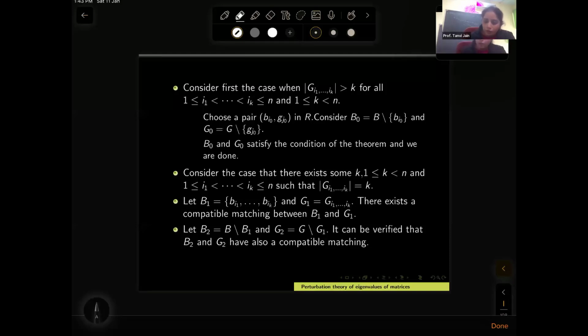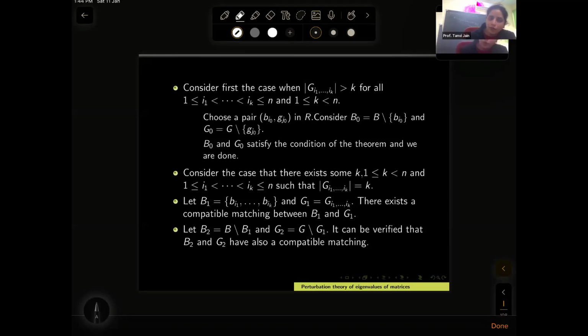Now take the case when, for at least one i1 till ik, with 1 less than or equal to k less than n, the cardinality of Gi1 till Gik is equal to k. So that strict condition does not hold. Then I take B1 to be Bi1 till Bik and G1 to be Gi1 till Gik. They have the same cardinality and are subsets of B and G. Because B and G satisfy Hall's condition, B1 and G1 also satisfy Hall's condition. By induction hypothesis, because k is strictly less than n, B1 and G1 will have a compatible matching.